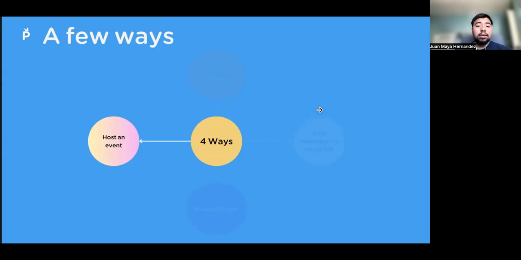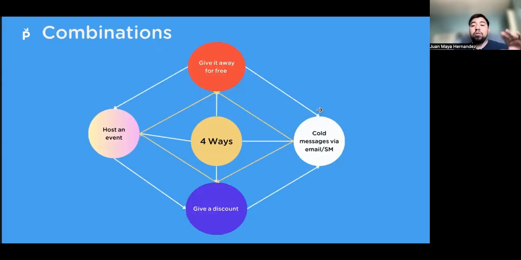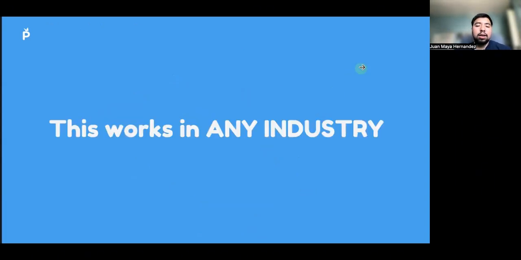And the beauty about these 4 ways is that anybody could do them. You could pretty much do them in any industry, but you can also do a combination of them, right? Like I mentioned earlier, maybe you can host an event, and for the people that go to that event, you offer an exclusive discount for the next time they want to purchase, etc. You could also give it away for free in groups. You can also give it away for free via cold messages. So feel free to get creative with this. There are different types of combinations that you can do. And again, this works in any industry, right? It doesn't matter whether you're selling food. It doesn't matter whether you're doing photography service.